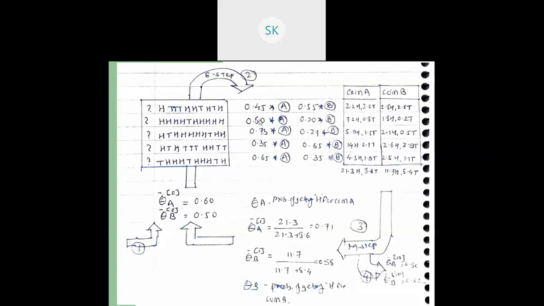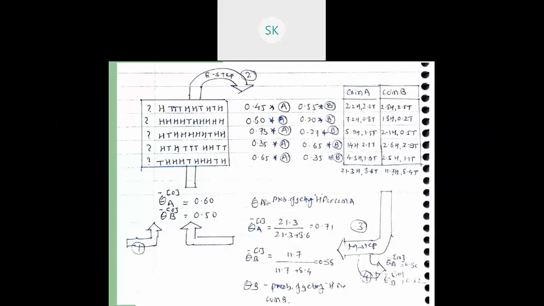So we'll get this 0.80. These are the calculated values. So we'll get these results. If you observe with respect to coin A, as a complete it will be 21.3 heads and 8.6 tails. For coin B, 11.7 heads and 8.4 tails.